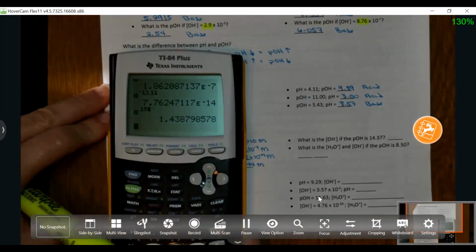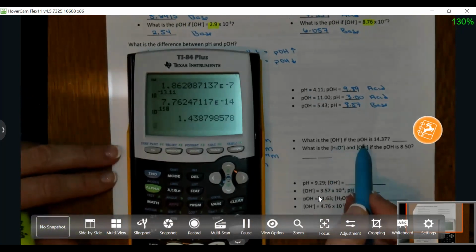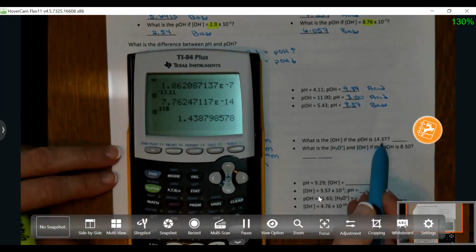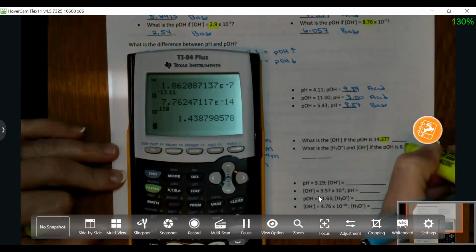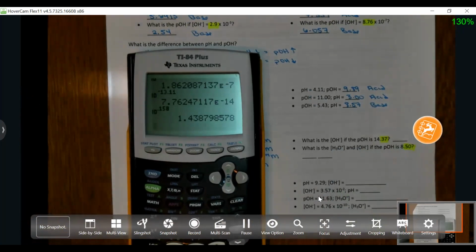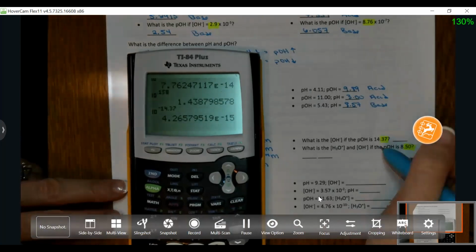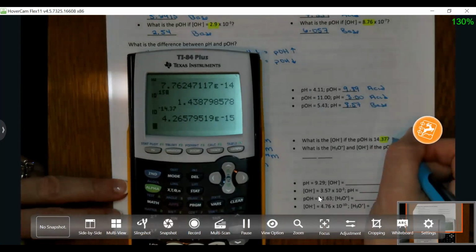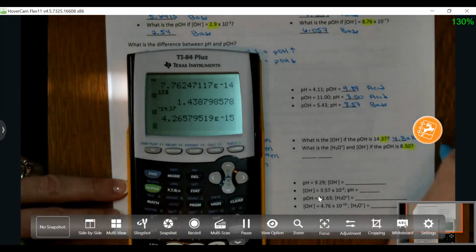Over here, what is the hydroxide ion concentration if the pOH is 14.37? I've got 2 sig figs on that one. So I would have 10 to the negative 14.37. I want to round this to 2 sig figs. So my answer would be 4.3 times 10 to the negative 15 molar.